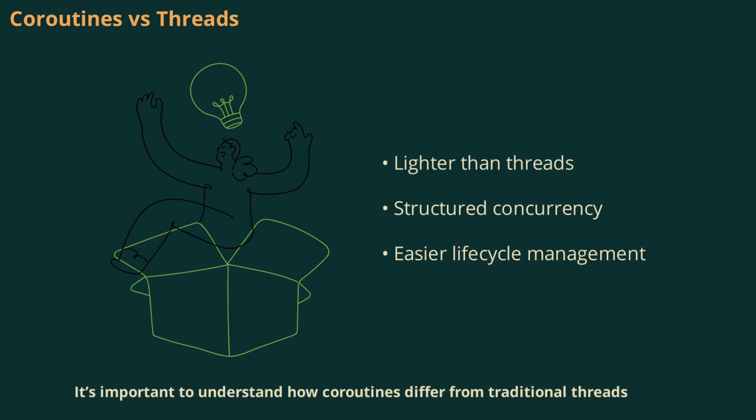It's important to understand how coroutines differ from traditional threads. While threads are managed by the operating system and can be heavy on resources, coroutines are managed by the Kotlin runtime and are much lighter. This means you can launch many more coroutines than threads, making them ideal for modern app development. Coroutines also provide structured concurrency, helping you manage their lifecycle and avoid common pitfalls like memory leaks or orphaned tasks.